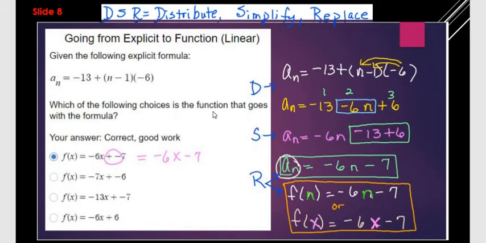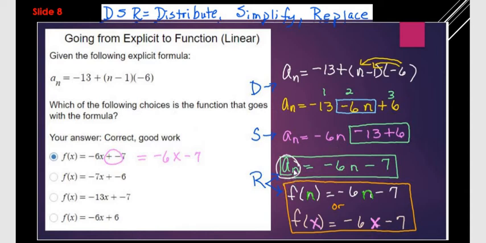Now slide number 8. Distribute, simplify, replace. Going from explicit to linear function. You're given this explicit formula right here. Now you're going to work this out, and we're going to distribute, which we just did. And then you're going to simplify. So you're going to write down the -6n. Now take and add -13 plus the 6. So take it, add the first term to the last term, and you will come up with -7. Just bring down your middle term right here, which is -6n.